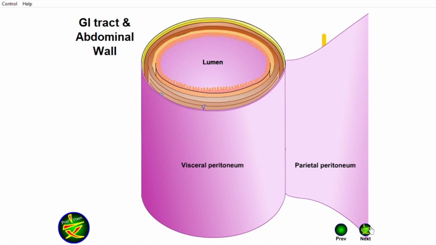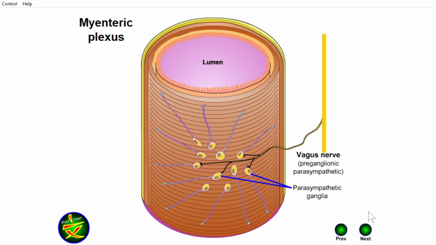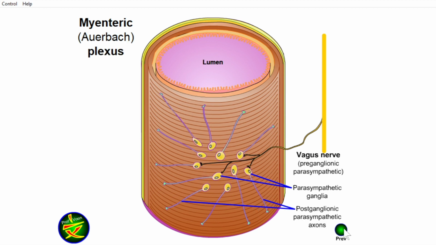Now that we've gone through all of it, let's go back to what we're interested in. Here we're looking at the ganglia between the inner circular and outer longitudinal muscles. And here we see that fibers from the vagus nerve, they're preganglionic and parasympathetic, and they're synapsing onto cell bodies that belong to the postganglionic or postsynaptic parasympathetic axons.